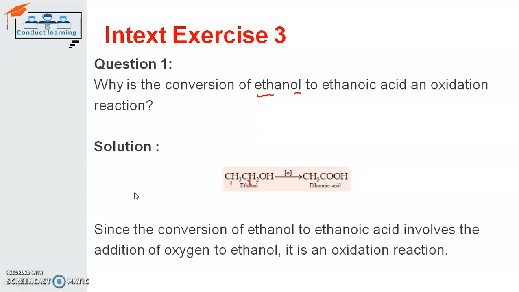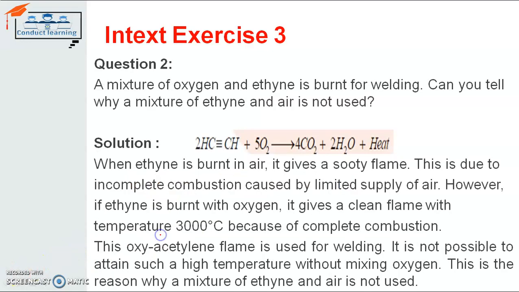oxidation agents are potassium permanganate and potassium dichromate, that is K2MnO4. That is potassium permanganate. This is one kind of oxidation agent which adds oxygen to the ethanol to become ethanoic acid or acetic acid. The next is a mixture of oxygen and ethyne is burnt for welding.